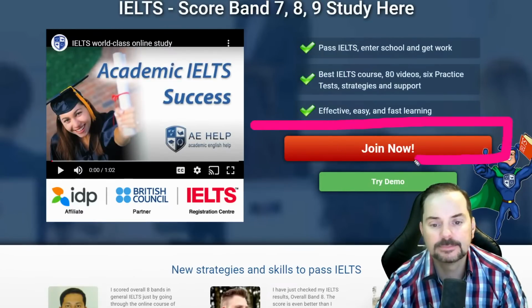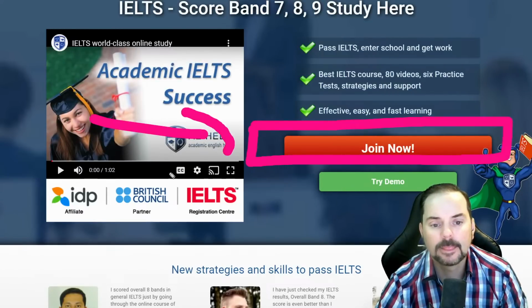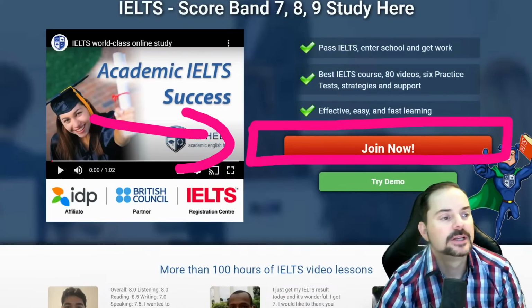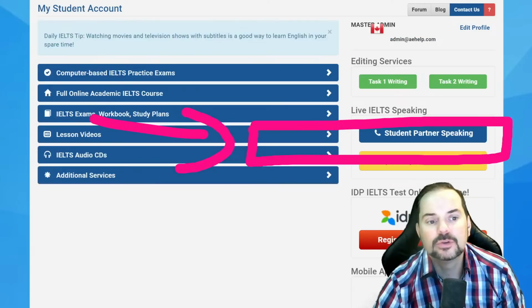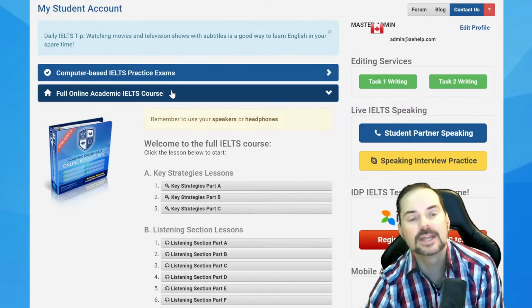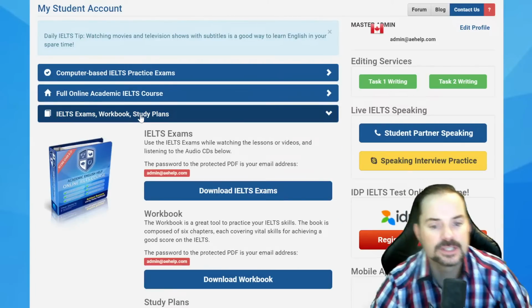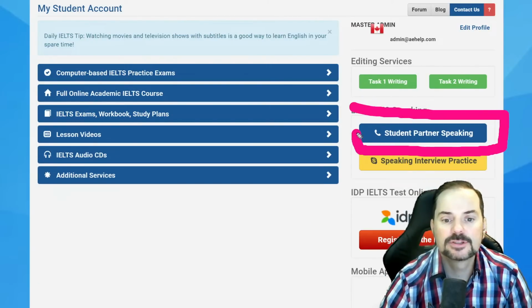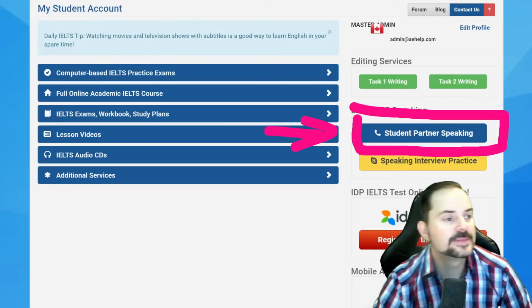Big red button. Boom, there it is. That's what you got to click to join it. And then you go to your My Student account, which has tons and tons of goodies. It's got the computer-based practice exams, online academic IELTS course, exam books. Off to the left here, we have Student Partner Speaking. There it is. Click on that.